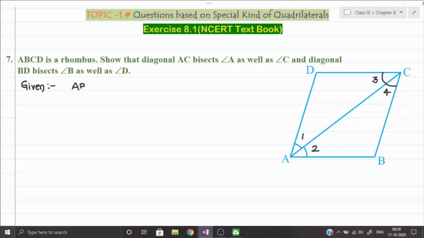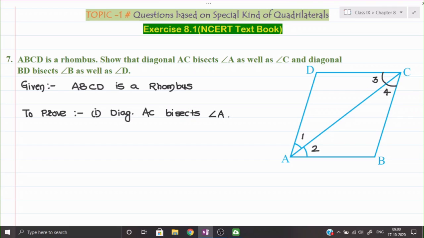ABCD is a rhombus. That is the only thing given in the question, so properties of a rhombus will be applicable here. To prove, what do we have to prove? The first part: diagonal AC bisects angle A and angle C both.